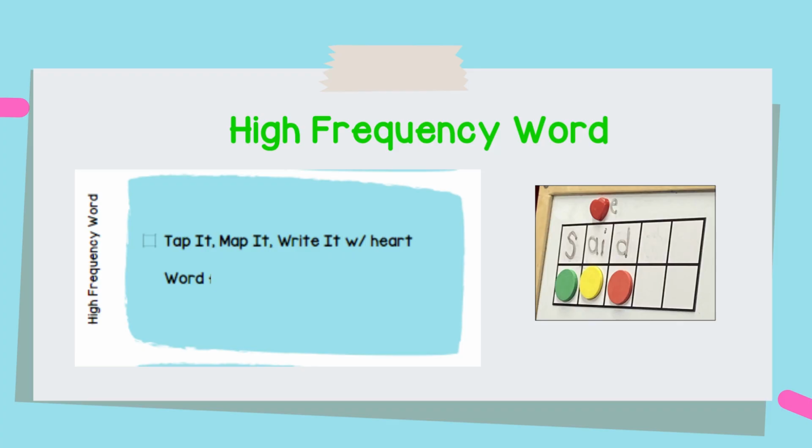So you're going to use the tap it, map it, write it routine that I showed you back in Module 3. And the picture on the right is an example of how I use a tens frame, which is typically used in math, to help map high frequency words. And I found these really cute heart magnets online that you can use to identify the part you need to know by heart.